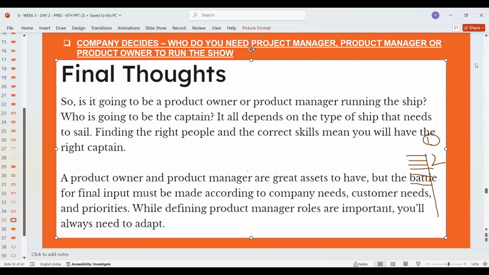So there is no hard and fast rule that if you are a project owner, you can't be a product owner, or if you are a product manager, you can't be a project manager. These are interchangeable roles. But if you're working on a product, then definitely you have to take the responsibilities of a product manager, because that is what is called for: the journey, the strategic thinking, the roadmap.